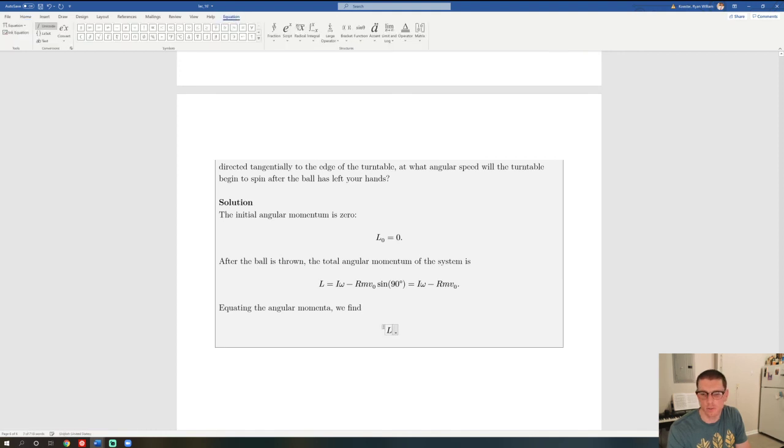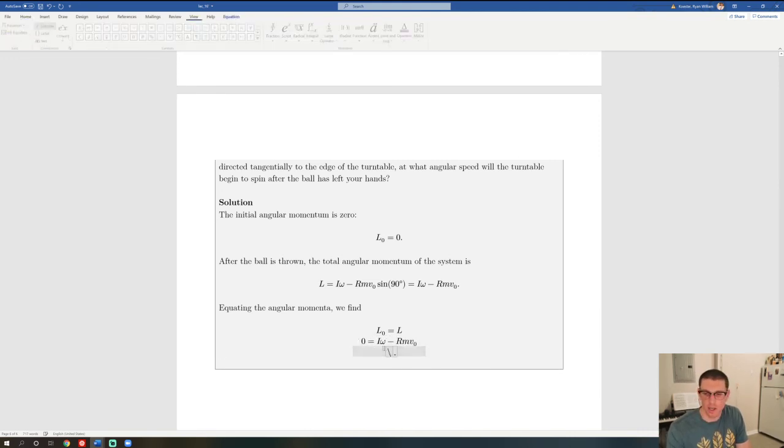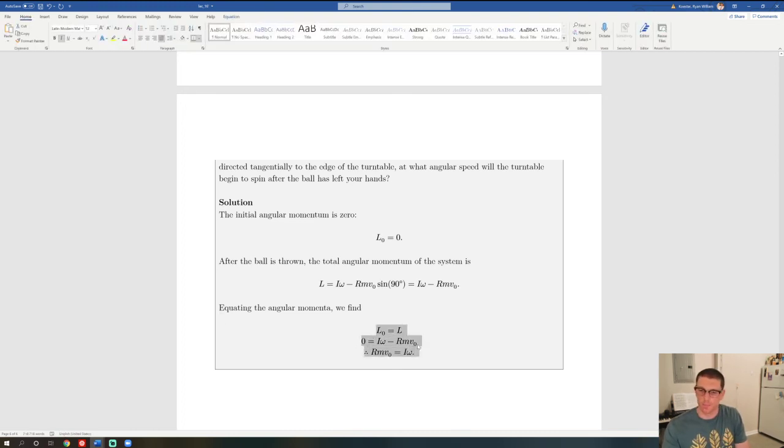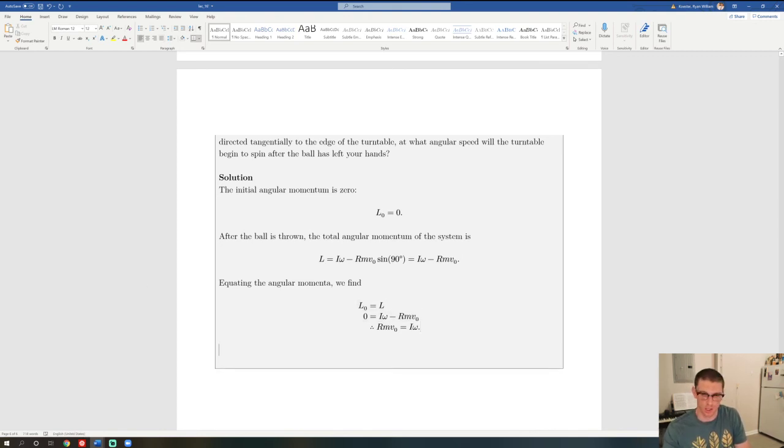And remember, this just looks like L naught equals L. Initially we had 0, and finally we have I omega minus R m V naught. This simply tells us, we're not done yet, of course, that R m V naught equals I omega. So that's good. And we need to do one more thing before we take this to completion. We need to figure out what the moment of inertia is here.